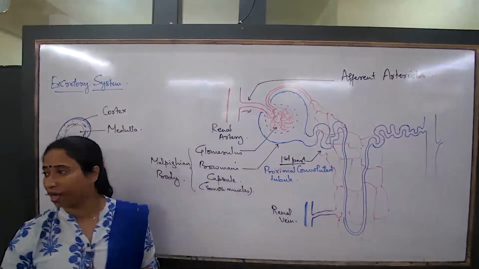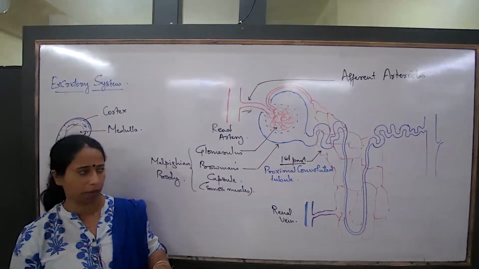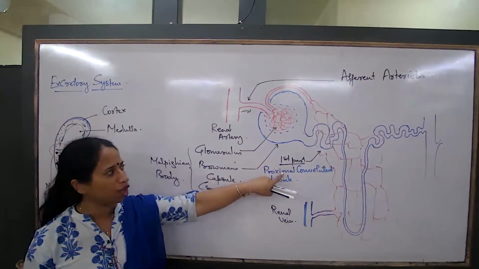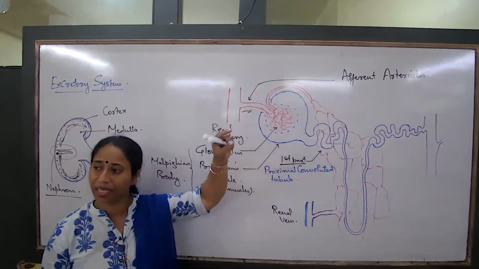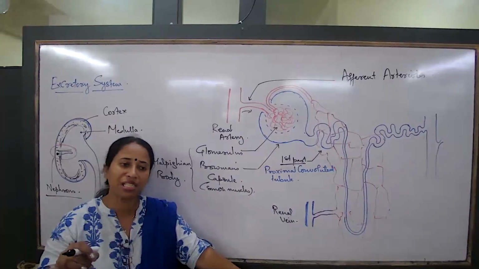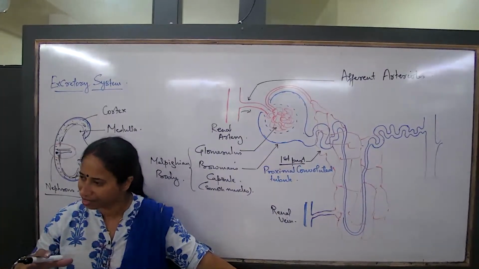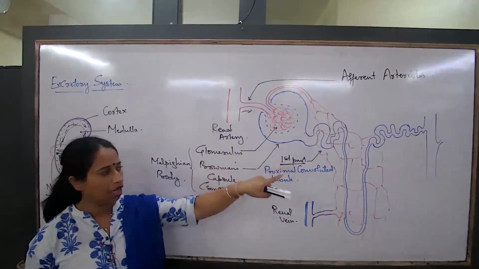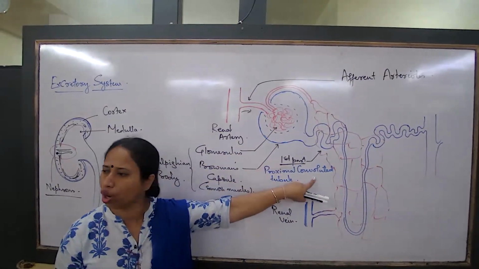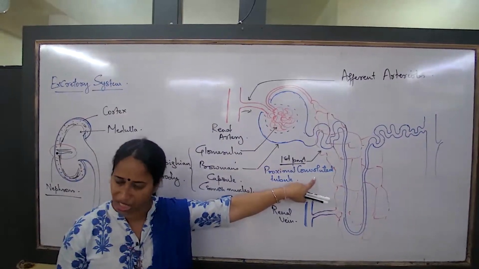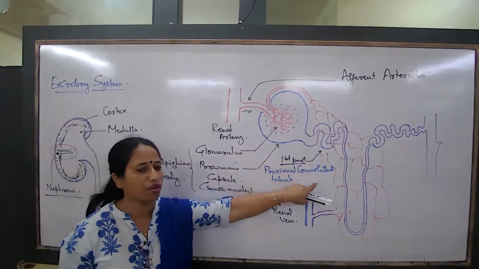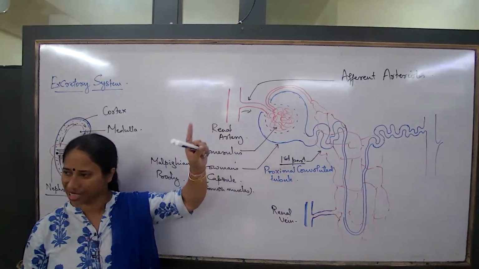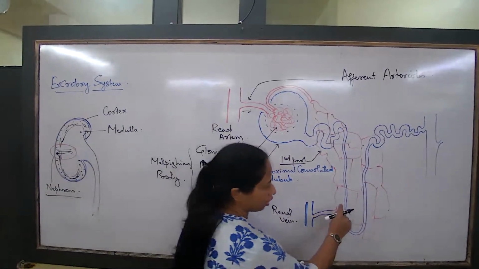Now, the first part of the tubule of the nephron: why the word proximal? Because it is near to the Malpighian body. Proximal from the word proximity. What does proximity mean? Near. So why the word proximal? Because it is near to the Malpighian body. And why the word convoluted? Because it is coiled, extremely coiled. That's the reason, convoluted. So the first part of the tubule is named PCT, or proximal convoluted tubule. Now I talk about the second part.